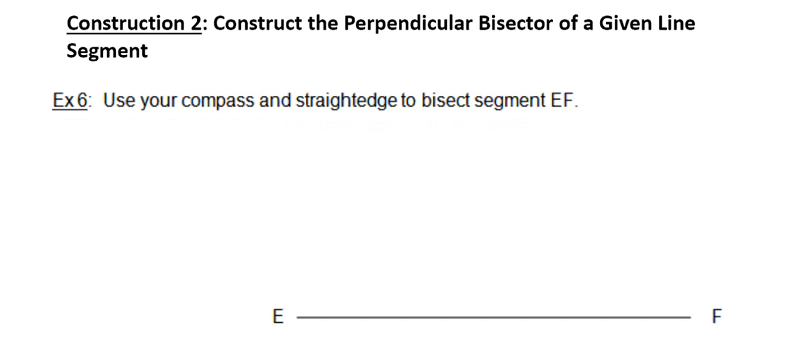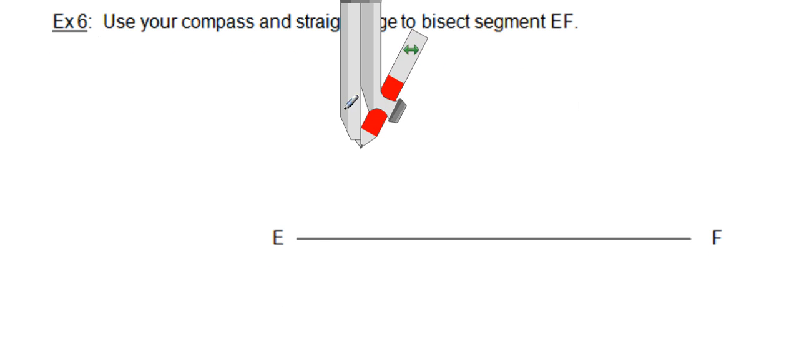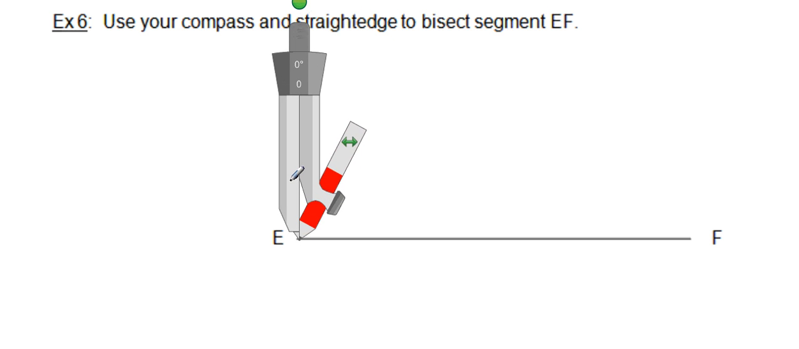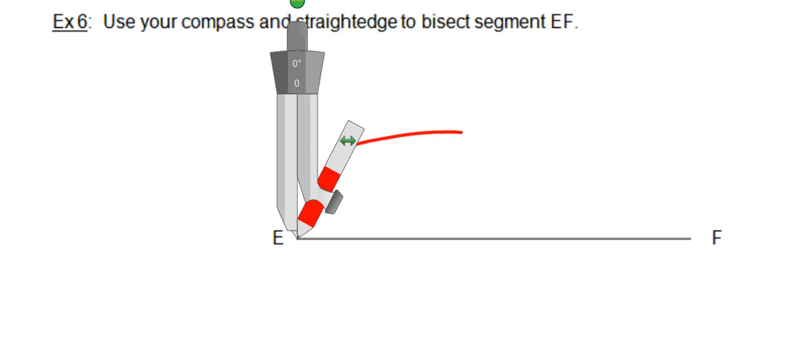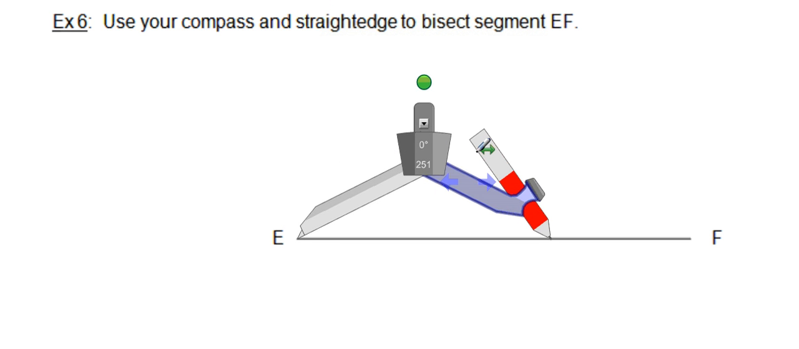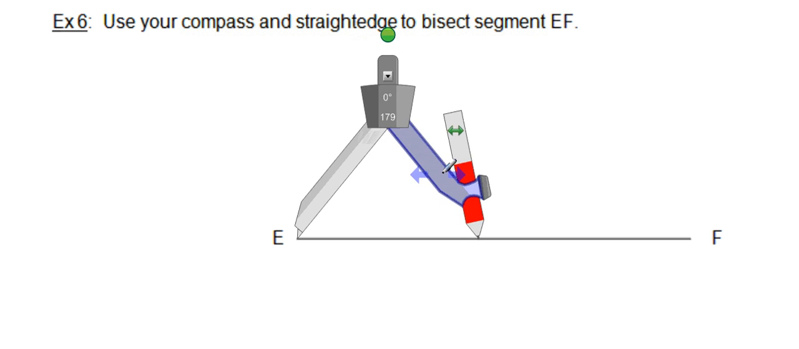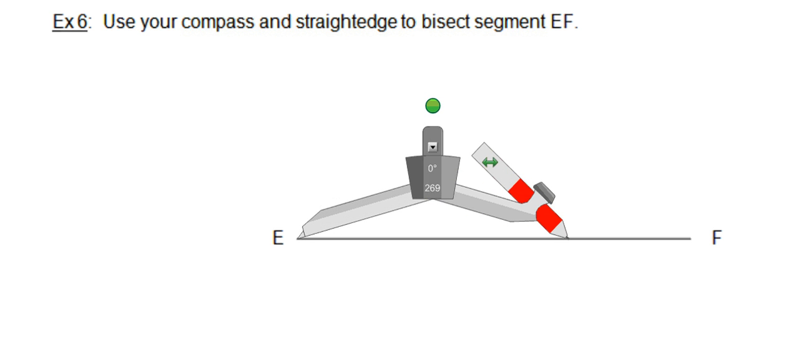So in order to complete this construction, we're going to go ahead and get our compass out. And we're going to start by putting the pointy part of our compass on one of the endpoints of our line segment. Doesn't matter which endpoint, I'm going to go ahead and put it at endpoint E. And then we need to stretch out that compass so that the distance that the compass is open is more than 1/2 the distance of line segment EF. So something like that wouldn't work because our distance here isn't greater than half the length of segment EF. So I'm going to go ahead and open that nice and wide.